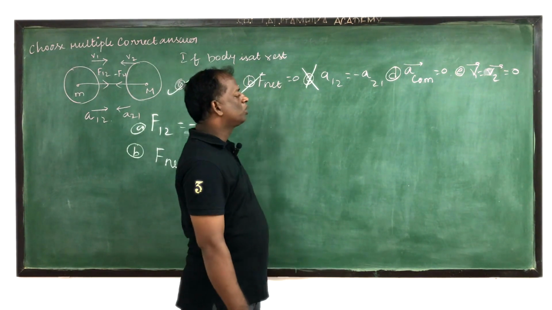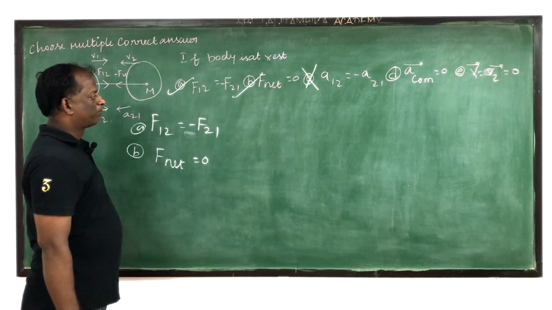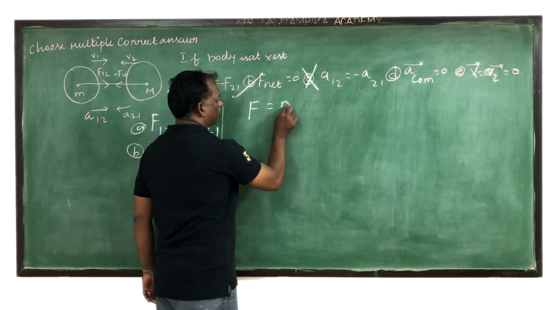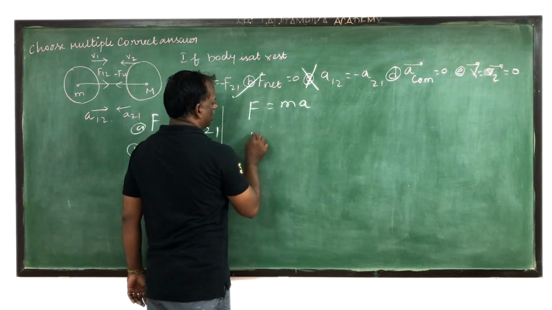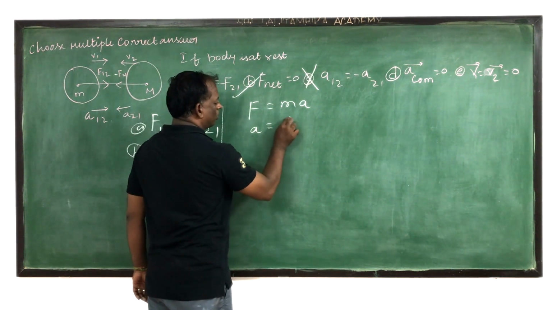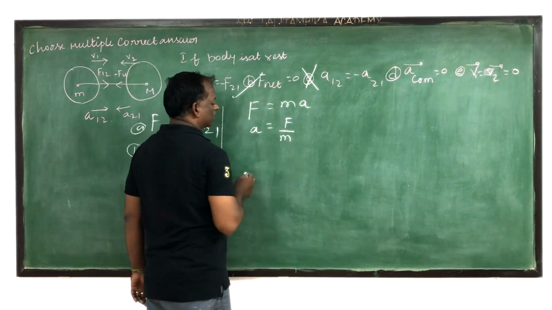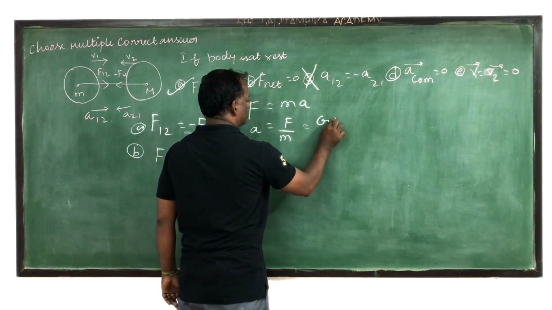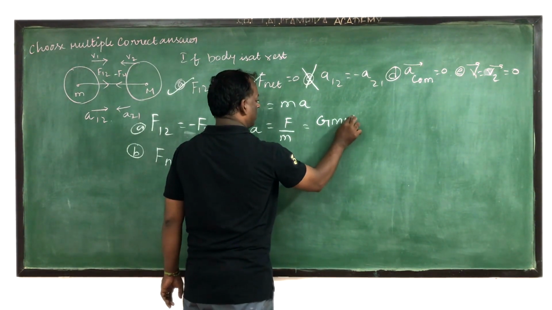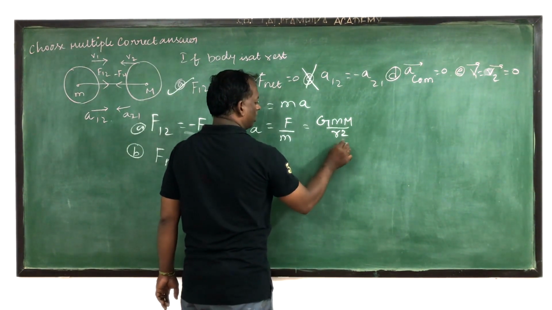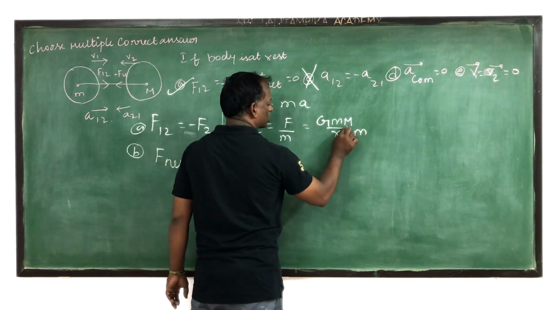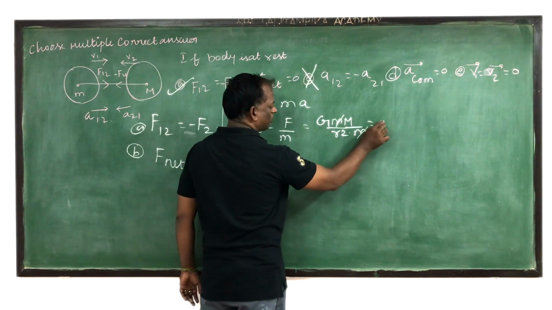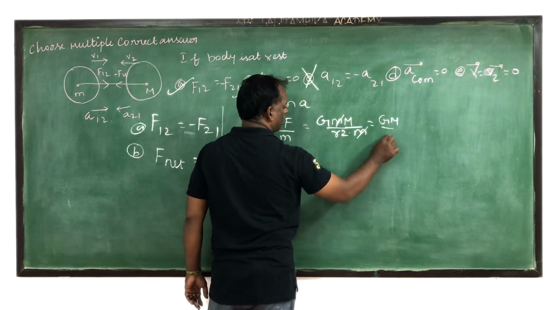Next is D, the acceleration of the center of mass, A COM, is equal to 0. Let's see how. We know force is equal to mass into acceleration, so acceleration is equal to force divided by mass. Here, what is the force? Force is equal to G small m capital M divided by R square, and acceleration is that divided by small m. So what can we do now? We can cancel this, which is equal to G capital M by R square.